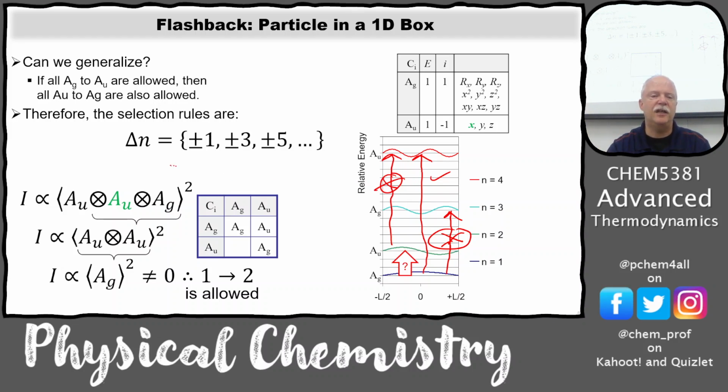So we can have these selection rules, plus or minus 1, plus or minus 3, plus or minus 5. And that's for absorption or emission. So all these arrows could go down as well.